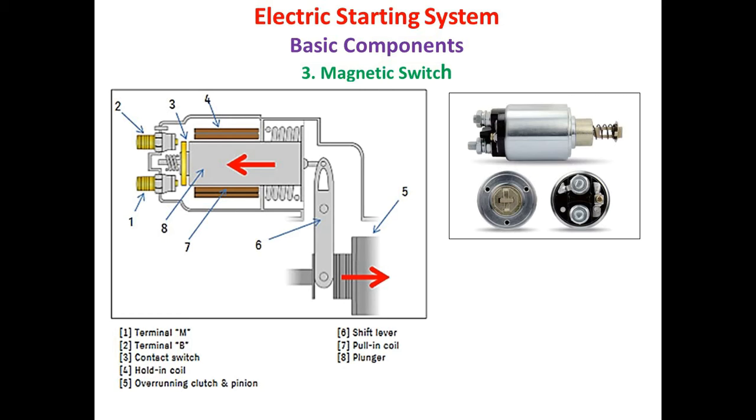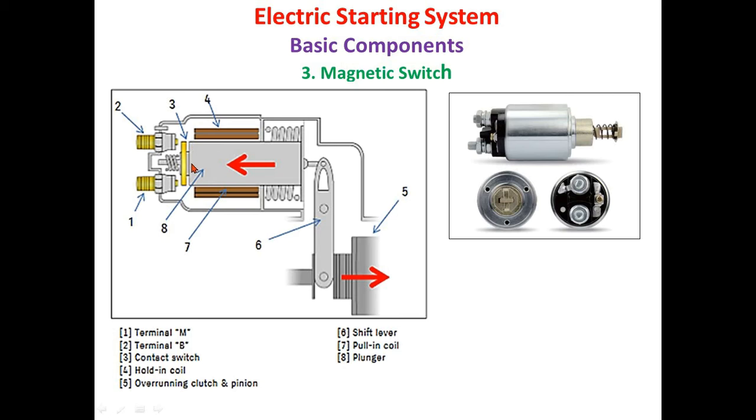In the schematic you can observe the detailed construction of magnetic switch. Basically, magnetic switch act as a relay and connect battery to the starter motor. In the schematic, you can observe there are different components in the magnetic switch. Number 1, there is a terminal M which will be connected to the starter motor. Then there is a terminal B which is coming from the starter switch.